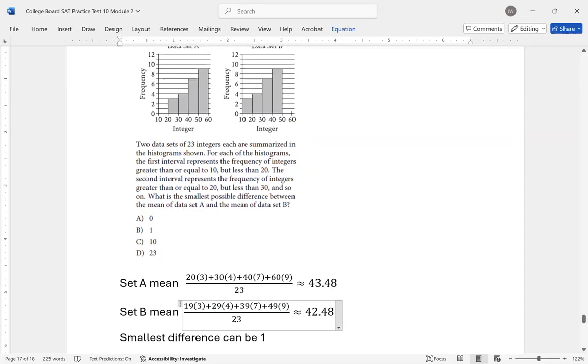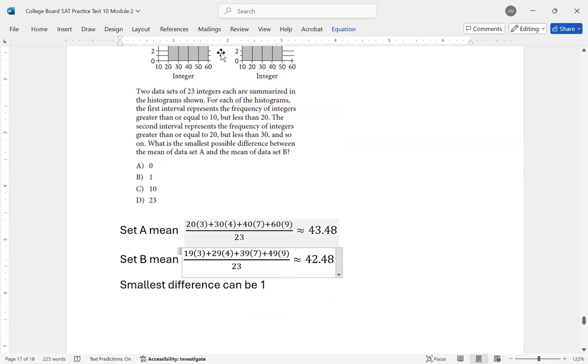But this one, it goes a little bit quicker if you just think logically and say, well, these can be at most 1 off. Each number can be at most 1 off. So the smallest difference of the mean can be 1. And therefore, answer B is the correct answer. 1 difference as the smallest.